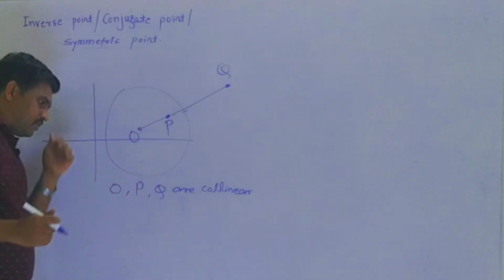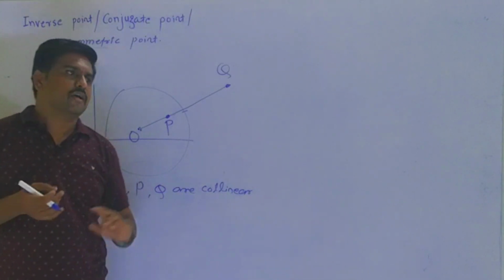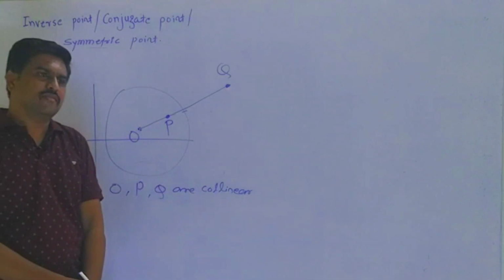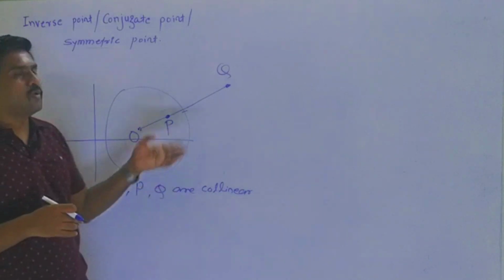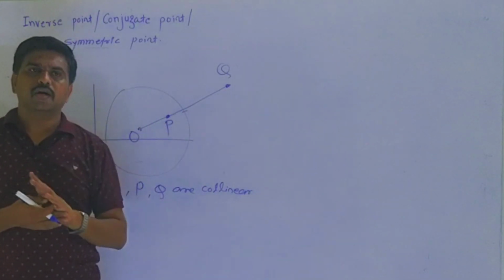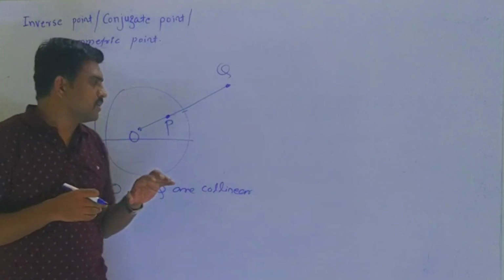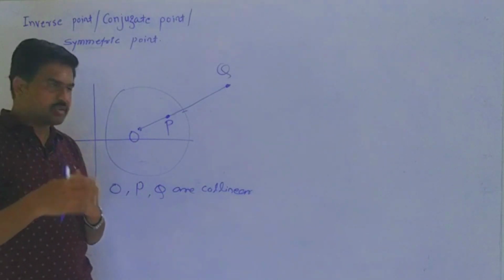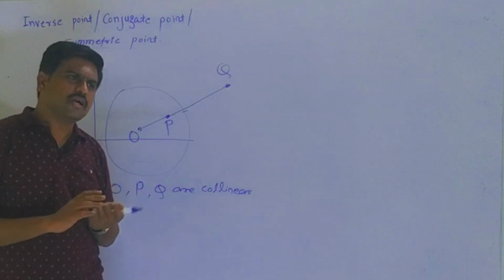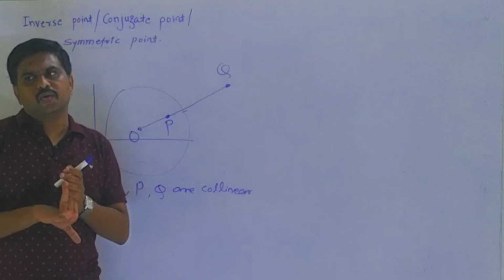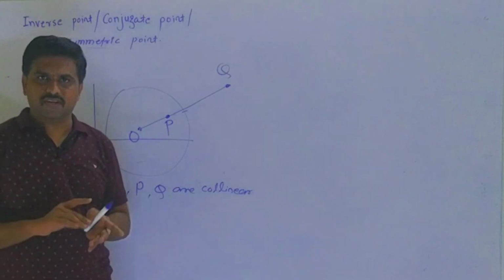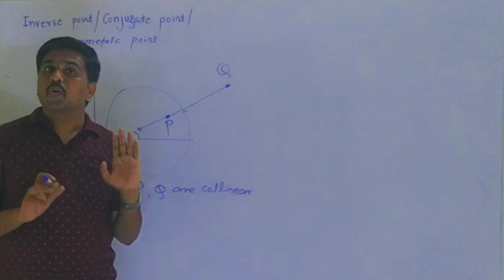So if you have a question in any exam, to find the conjugate of a point with respect to a circle, you can just try these two things, inside and outside, and the collinear concept. You can easily discard two to three options, right? So always they are collinear.